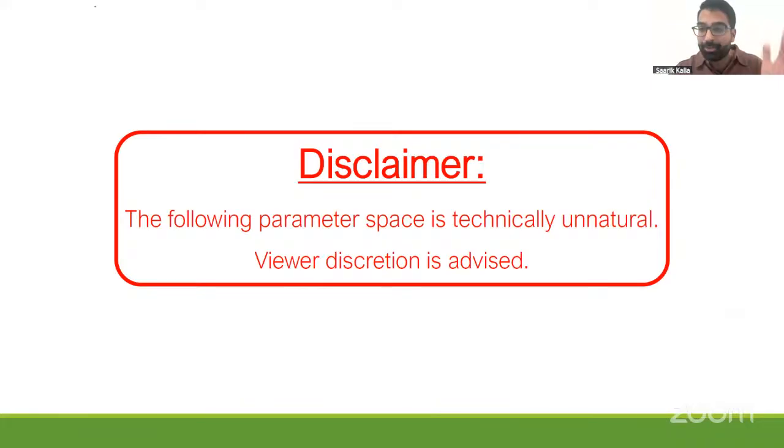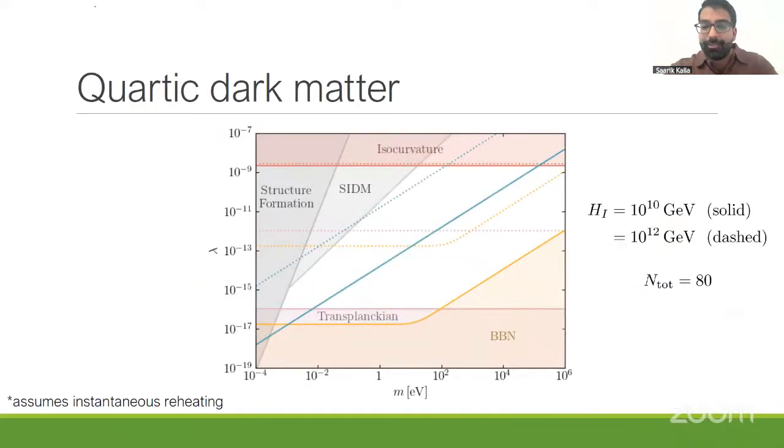But this is common for a lot of dark matter models and inflationary potentials. So if you get over that, then this is, I think, a quite interesting and strong result and a good part of parameter space to look at. So this is what the parameter space for quartic dark matter would look like.